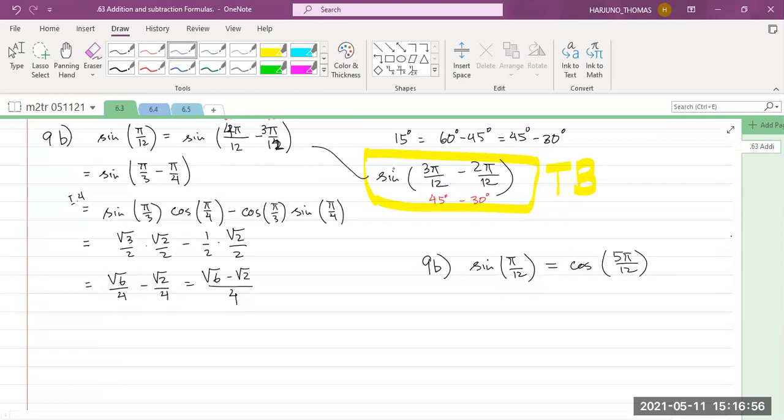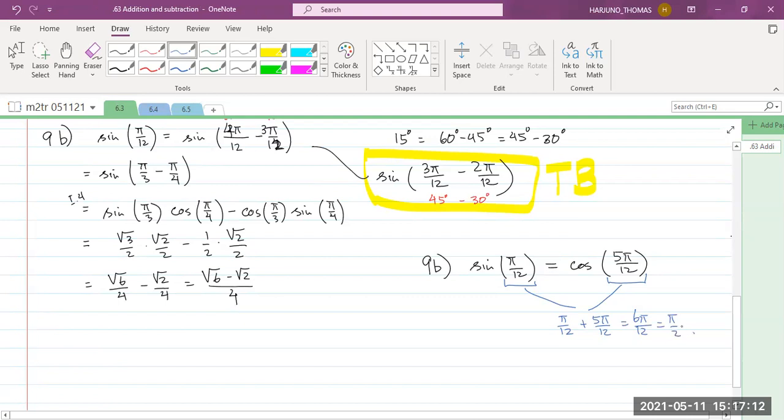Well, because they are actually complementary angles. Remember? Pi over 12 plus 5 pi over 12 equals 6 pi over 12, which is pi over 2. Remember that? Okay, the cofunctions. B3, 1. If two angles are complementary, then the sine of one of them is equal to the cosine of the other one. Okay, now let's go on.